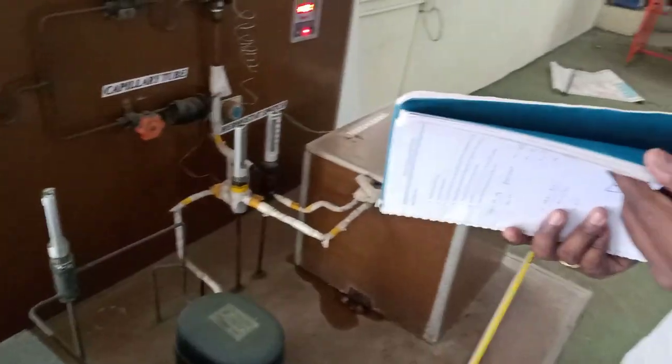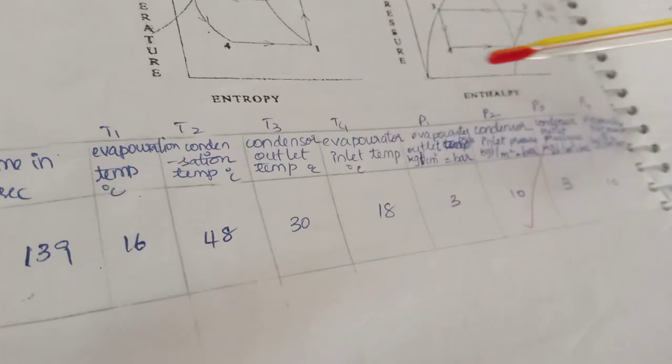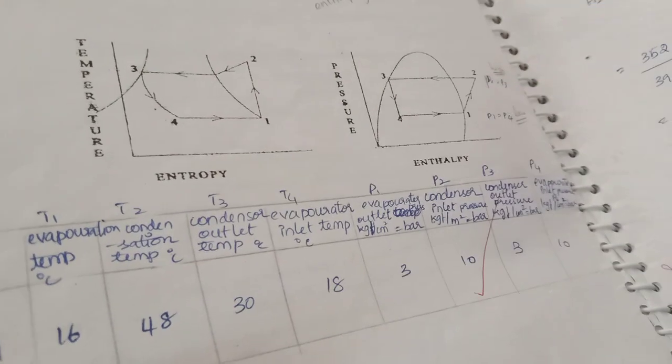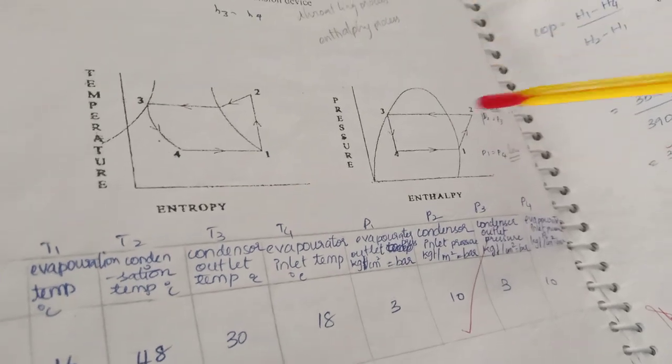For this experiment, we need to take the condenser pressure and evaporator pressure, both inlet and outlet: condenser inlet pressure, condenser outlet pressure, likewise evaporator inlet pressure and evaporator outlet pressure. Also we need to take the evaporator inlet and outlet temperatures, and the condenser inlet and outlet temperatures. After taking these values, with the help of the p-h chart, we can calculate the theoretical COP, which is the coefficient of performance. With the help of the p-h chart, we can take enthalpy at 1, 2, 3 and 4.